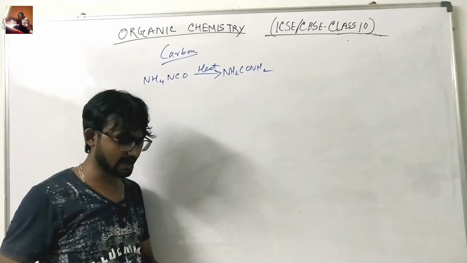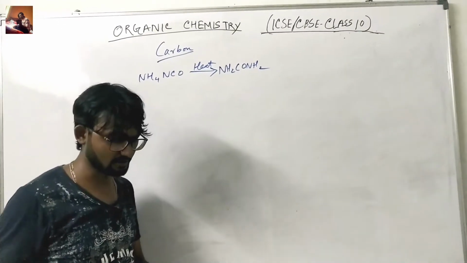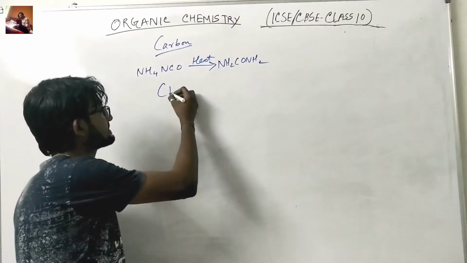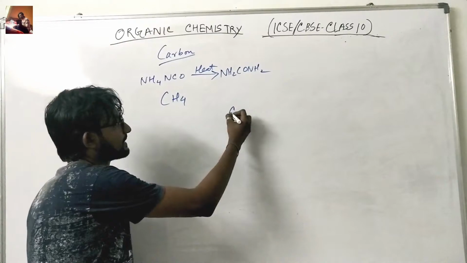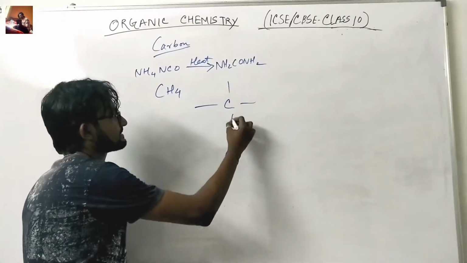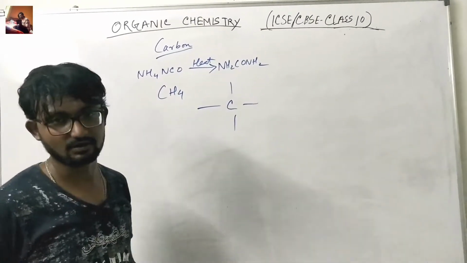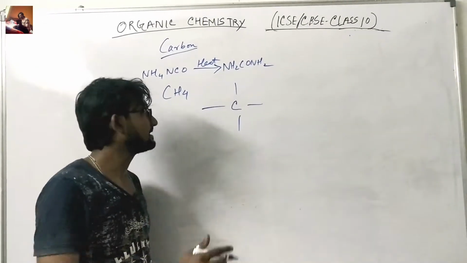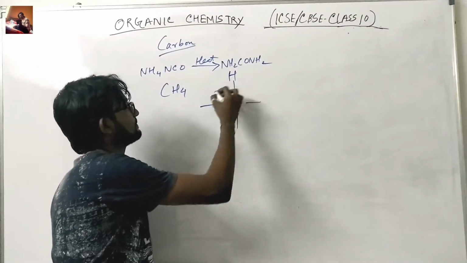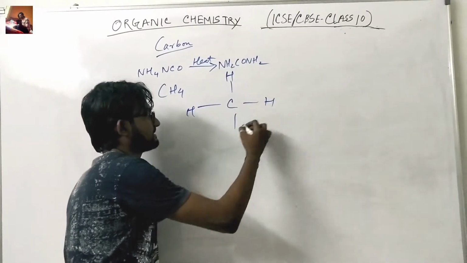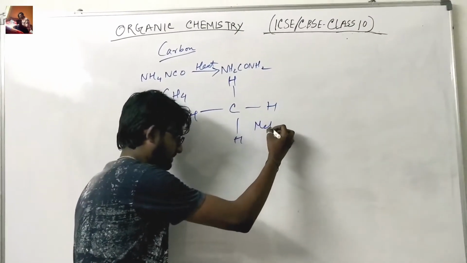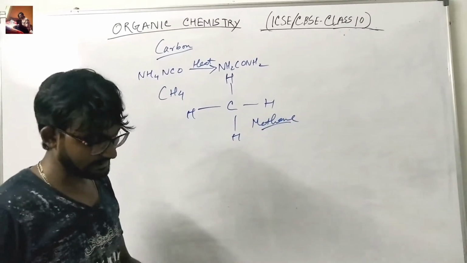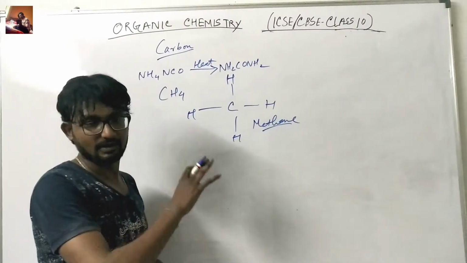Now I will come back to the representation. If I tell you methane, methane is nothing but CH4. So C, carbon. Carbon has 4 hands, 4 hands means, if you have gone through the periodic table chapter, carbon has 4 valencies. So for CH4, you can add H on all sides. This is nothing but methane. So methane is one organic compound.